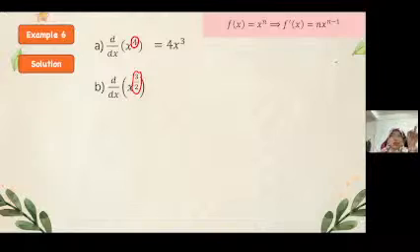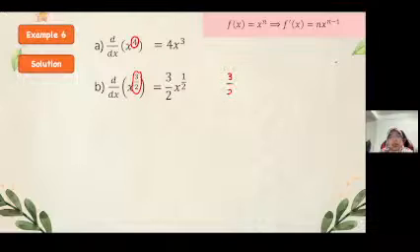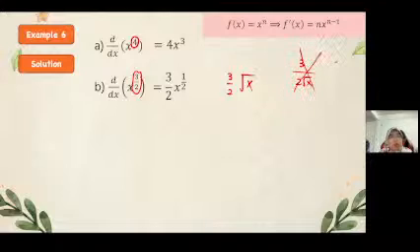And then make sure to deduct 1 from the power. So 3 over 2 minus 1 will become 1 over 2. So we are going to get 3 over 2 x to the power of 1 over 2, or you can actually change it to become 3 over 2 square root of x. That also works. But just make sure you don't write square root of x below. So this is wrong. This one is okay.